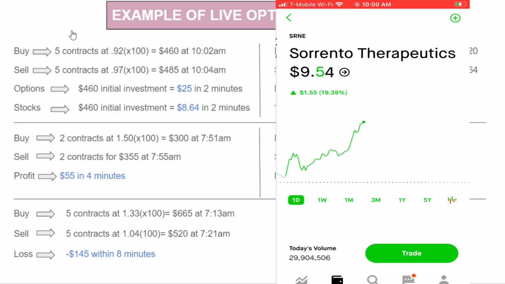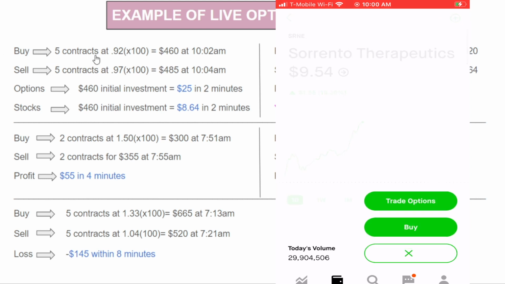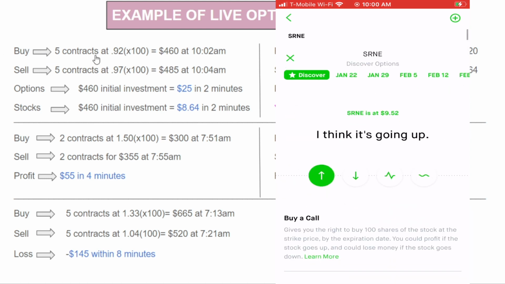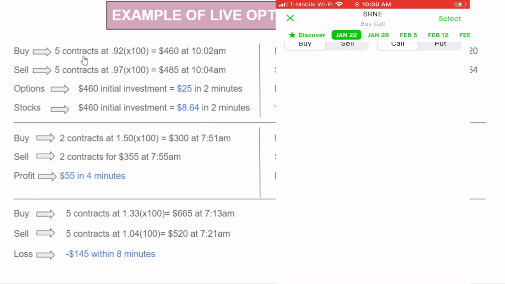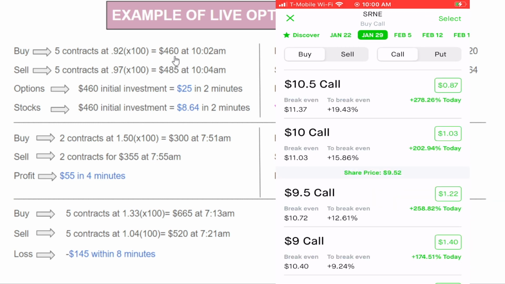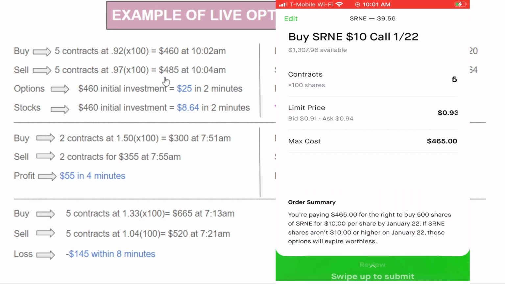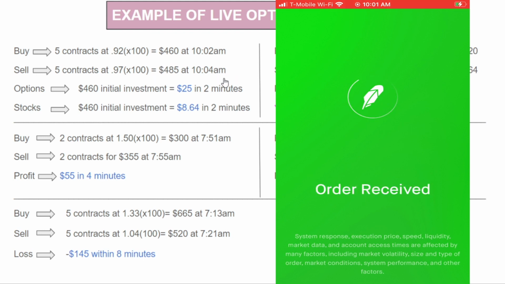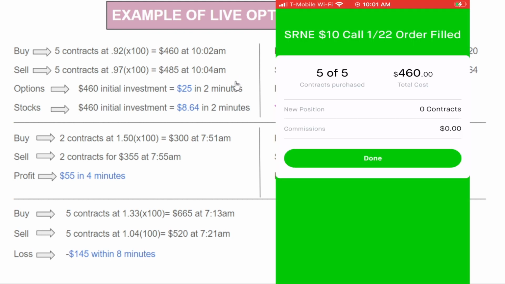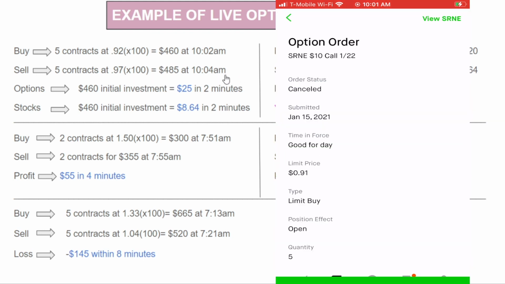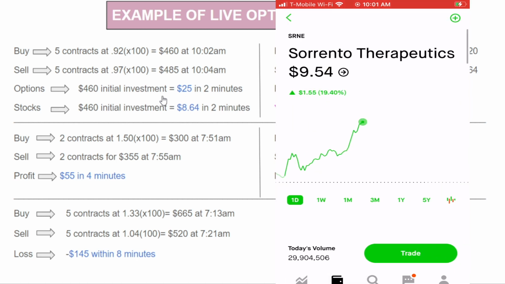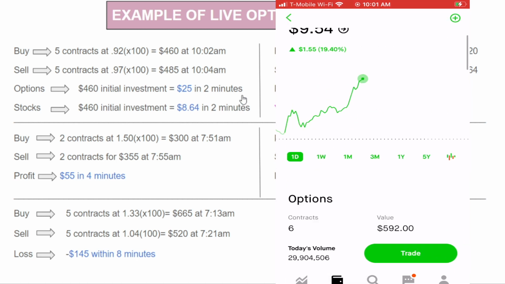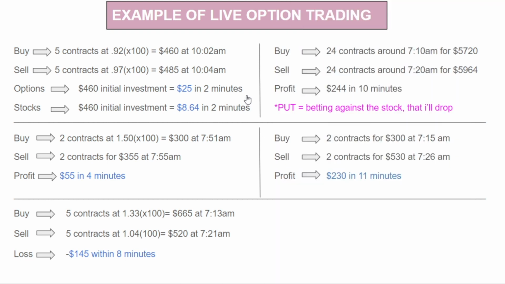So the first example right here is CRNE. I scalped quickly 5 contracts for $460 at 10:02 a.m. And I sold it for $485 at 10:04 a.m., just for demonstration purposes. That means I made $25 in 2 minutes, which is not a lot. But if you think about it, a lot of people work an hour for only $15 an hour or even $8 an hour. So $25 in 2 minutes isn't too bad.